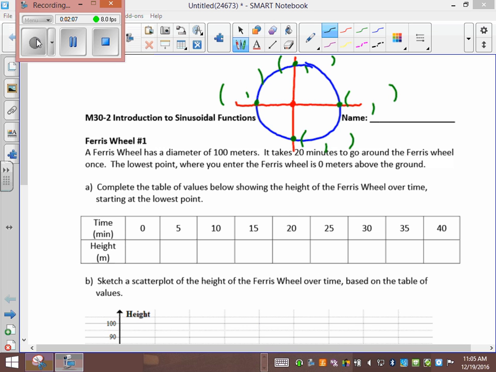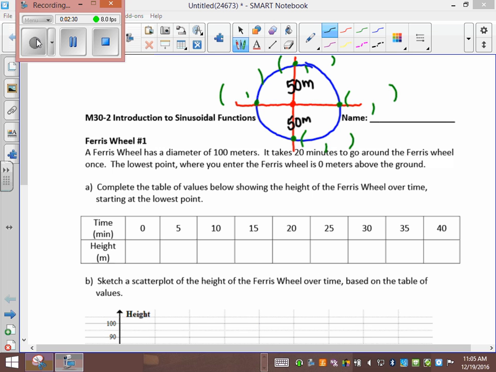A Ferris wheel has a diameter of 100 meters. So diameter is great, but I like radius better because radius is going to split it up a bit, but that's fine. So the diameter of this Ferris wheel is 100, so I'm going to make this be 50 meters and this be 50 meters. And the reason why I split it up into radius is because it's going to help me get those middle points if I split it up into radius as opposed to diameter.